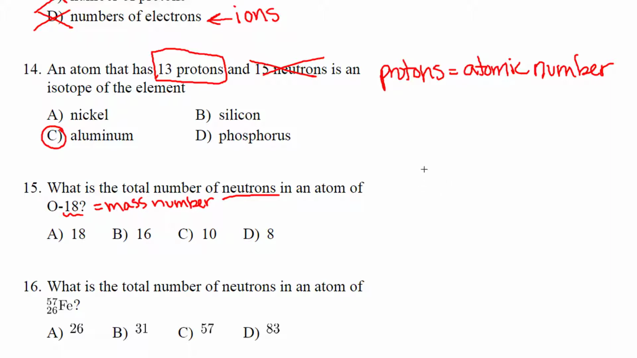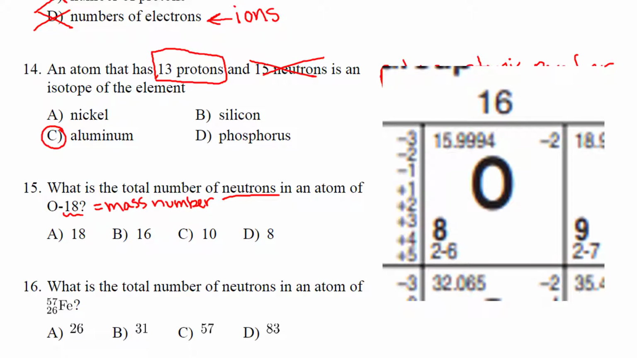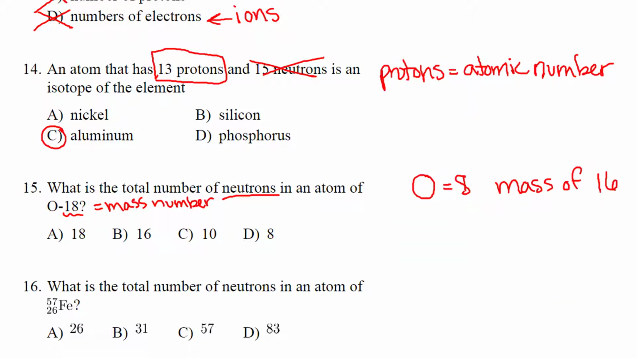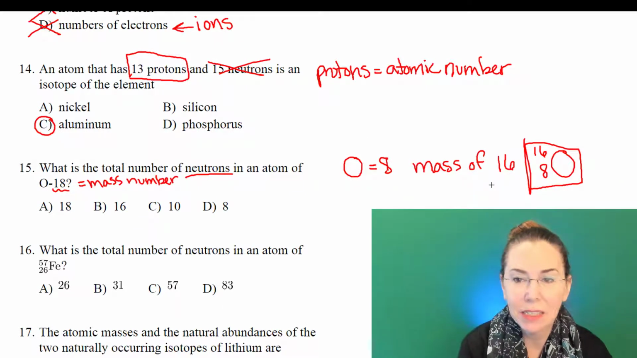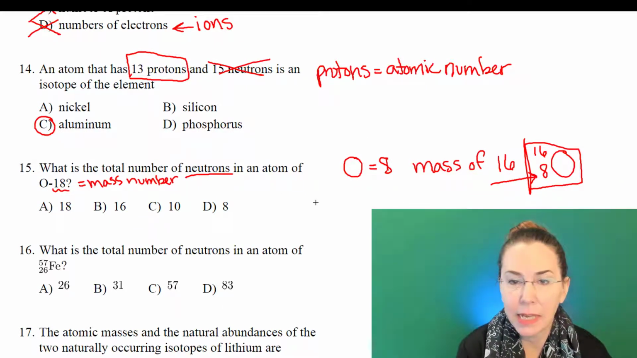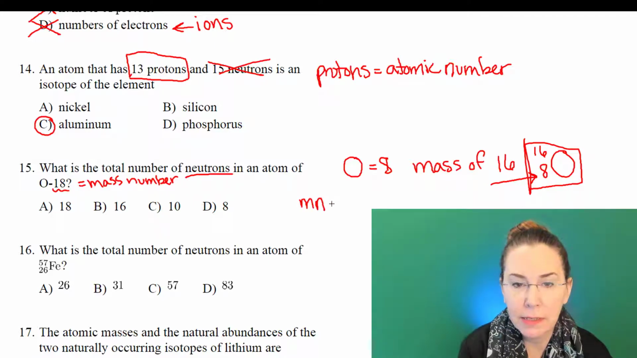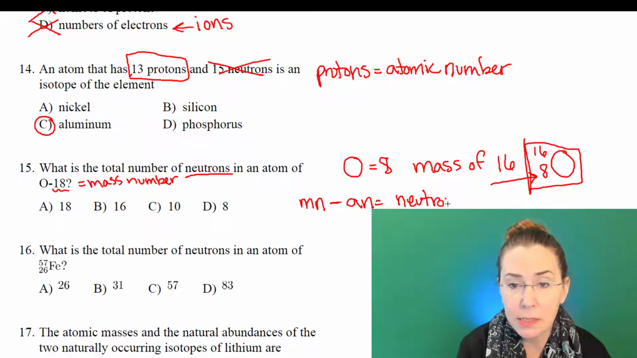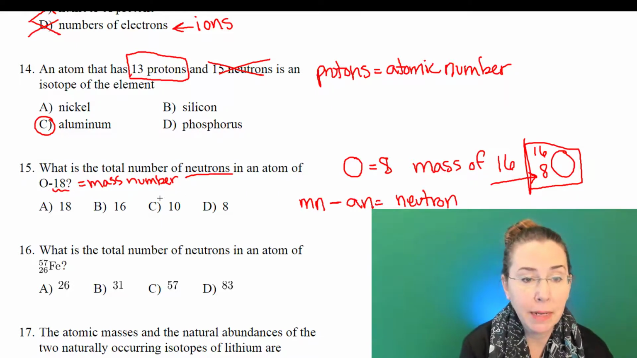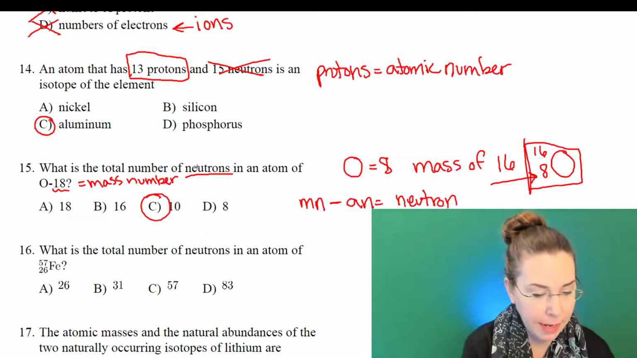So when we look up oxygen on the periodic table, which you should have already done, oxygen has an atomic number of 8, and it has a mass of 16. So we would write it for oxygen on the periodic table like that. And our atomic number is 8. To get our number of neutrons, it is mass number minus atomic number equals neutrons. So that would be 18 minus 8 gives us 10 as our best choice.